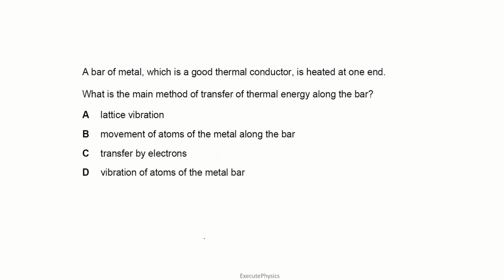Next question. A bar of metal, which is a good thermal conductor, is heated at one end. What is the main method of transfer of thermal energy along the bar? The options are vibration, movement of atoms of the metal along the bar, transfer of electrons, vibration of atoms of the metal bar. Out of these four statements, a few options are actually correct. Lattice vibration, the vibration of atoms of the metal bar, these are all actually correct. But the main method is that metals have free electrons available for conduction. So as and when heat is applied, immediately they begin to transfer. So the correct answer as the main method of transfer of thermal energy along the bar would be option C, transfer of electrons.